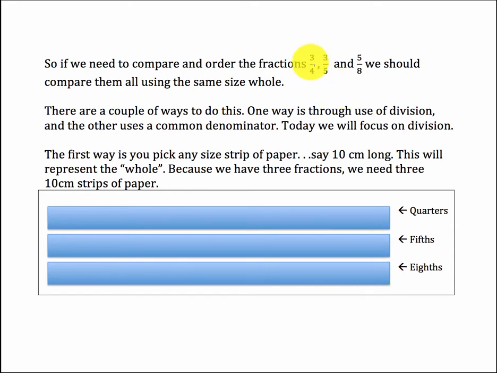So I've got 3/4 as my first fraction, so we're going to split this first strip of paper up into quarters. My second fraction is 3/5, so I want my second strip of paper or rectangle here to be split up into fifths. And the last fraction is 5/8, so my last rectangle or strip of paper needs to be split up into eighths, or 8 equal sections.